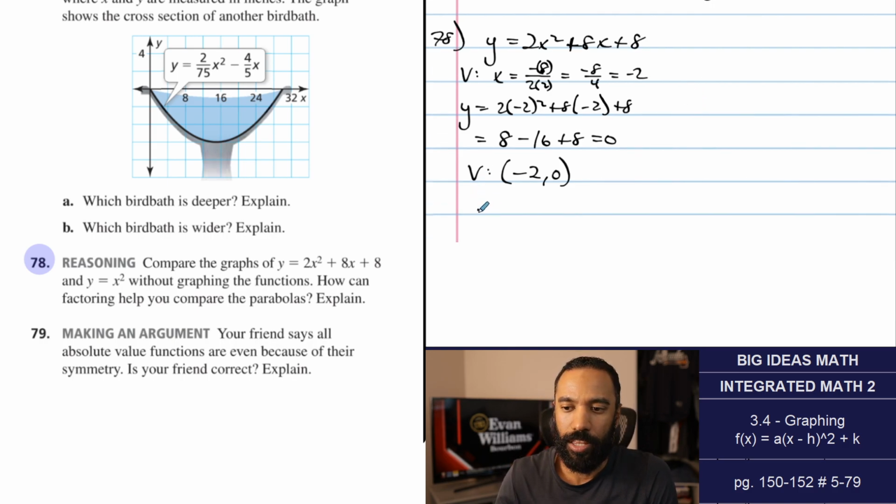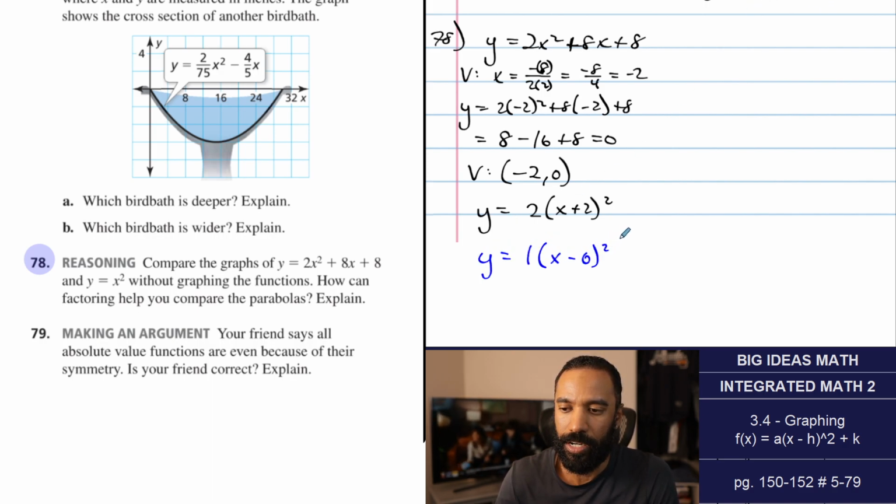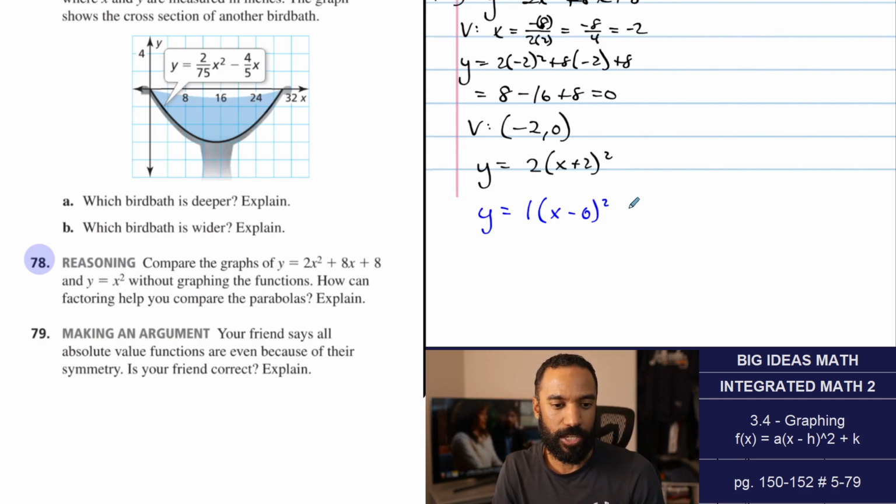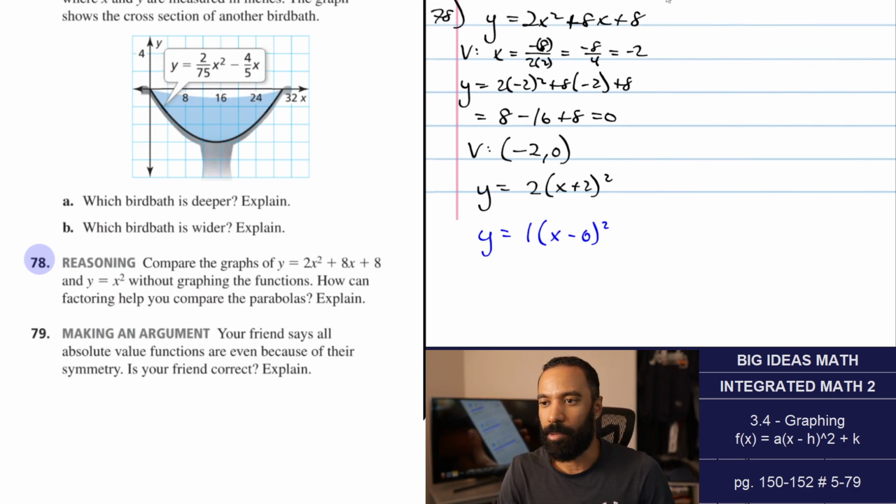So another form of this is y equals 2, that's still the a value, times x plus 2 quantity squared. Whereas the other graph, the initial, is y equals 1 times x minus 0 quantity squared. So, y equals x squared. So we can kind of compare these two here.